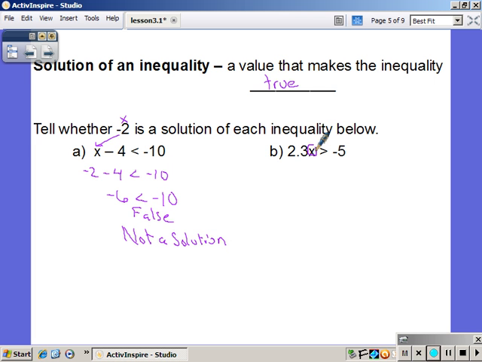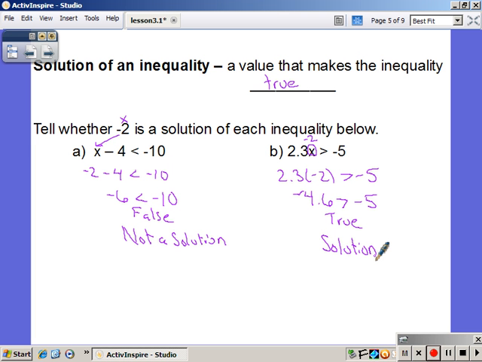Again, plug in negative 2 for our x value. So 2.3 times negative 2, we want to know, is that greater than negative 5? So go ahead and simplify then. Take 2.3 and multiply it by negative 2, and you get negative 4.6. Is negative 4.6 greater than negative 5? It sure is. That is a true statement. Therefore, negative 2 is a solution for our second inequality there.